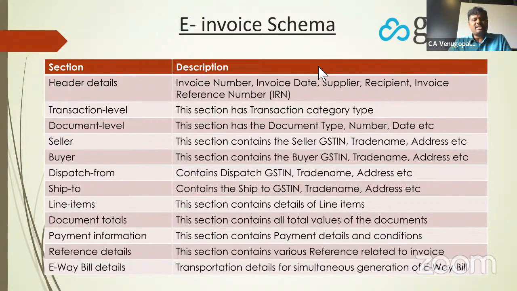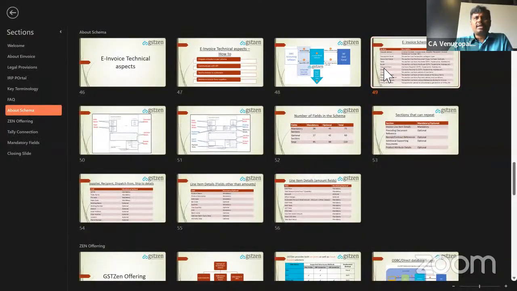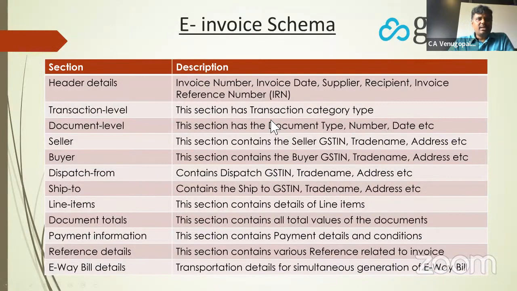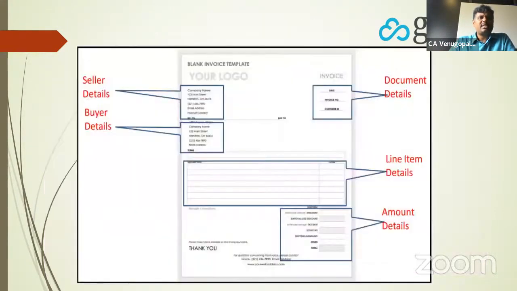On the schema, which is more technical, I would like to take a couple of points. The e-invoice is divided into sections. Now this slide sounds very technical. All that I will say is look at your physical invoice. Your physical invoice also has sections. That is what the schema has also defined.